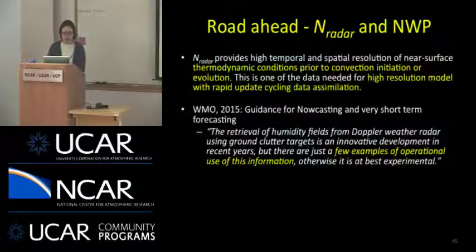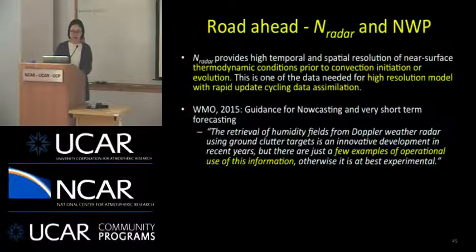So we showed some thermodynamic conditions prior to convection initiation in the Great Plains and related to the evolution in the SoMEX data. This could be helpful for data assimilation systems nowadays, because current NWP models have high horizontal resolution and rapid data assimilation cycling. And in 2015, the WMO also mentioned that refractivity is more in a research mode, and if it is to become operational, more studies need to be devoted to explaining and using refractivity for NWP or short-term forecasting models.